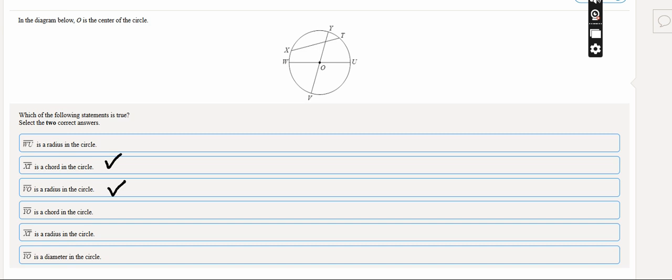It is because XT is the points that are on the circumference. So X and T are on the outside, which is a circumference, and it's being connected by a line. So this is a chord. This is called a chord. So that's the definition of a chord.